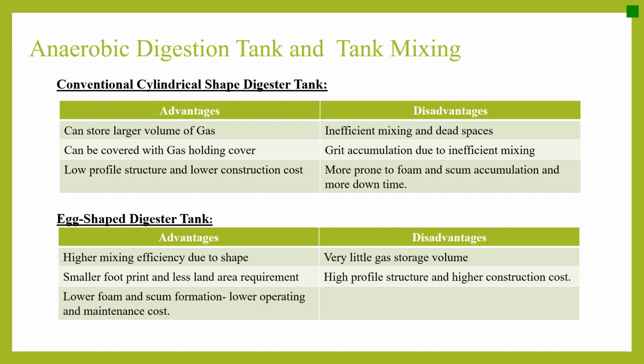For egg-shaped digester tanks, the advantages are higher mixing efficiency due to the shape, a smaller footprint and less land area requirement, and lower foam and scum formation, which leads to lower operating and maintenance cost. The disadvantages are very little gas storage volume, a high profile structure and higher construction cost.